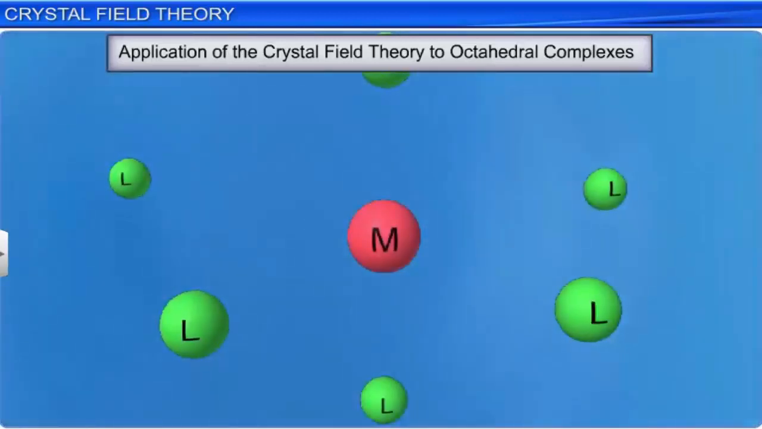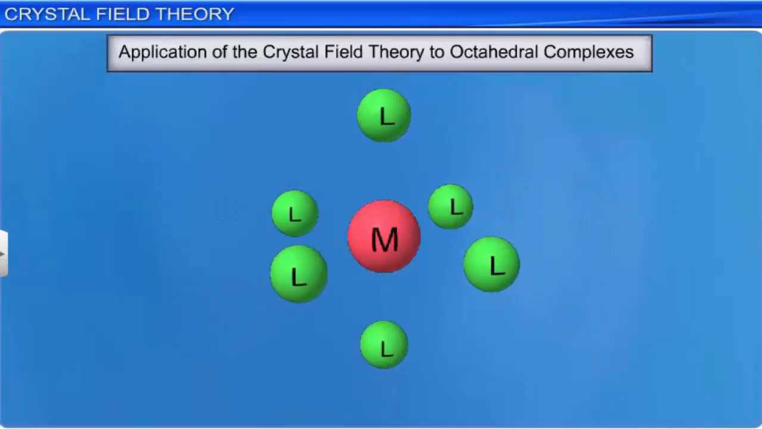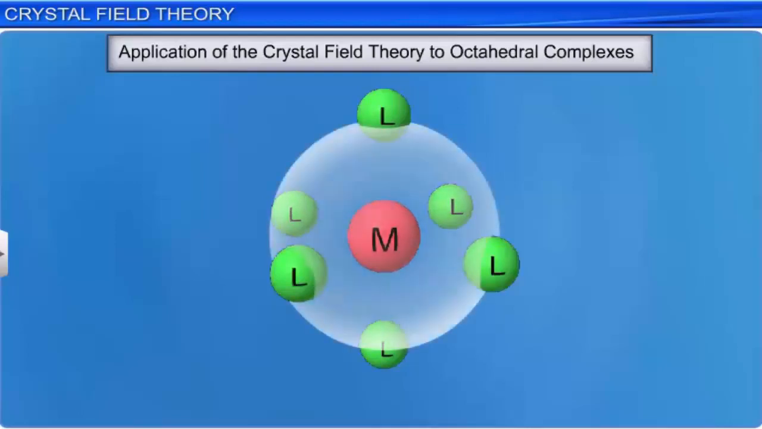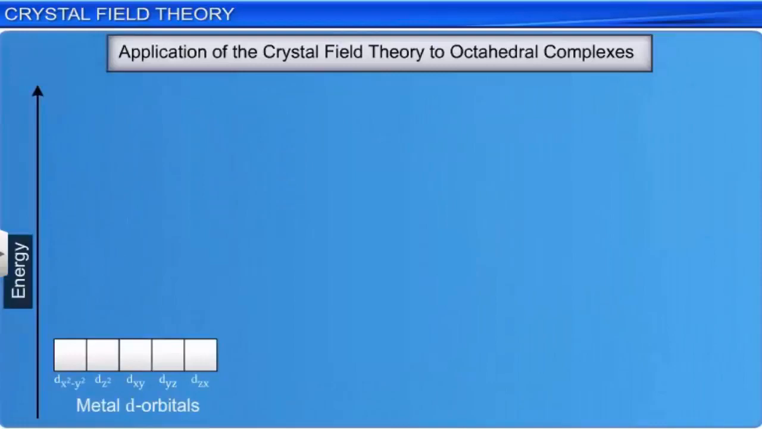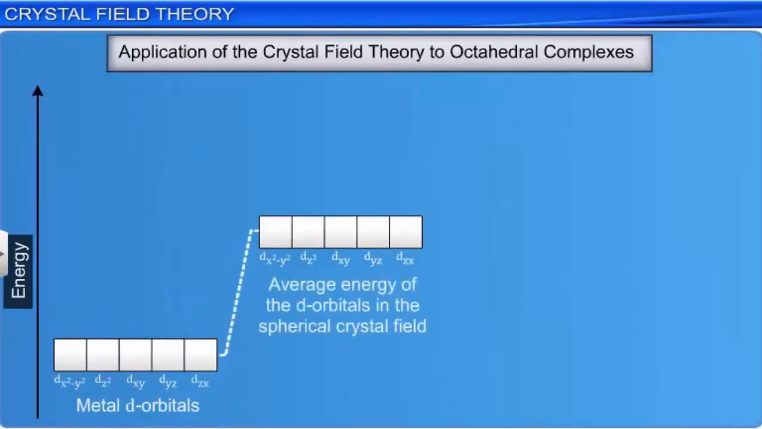The approach of the ligands towards the central metal ion is considered a 2-step process. In the first step, it is assumed that the ligands approach the metal ion spherically, that is, at the same distance from each d orbital. At this stage, the energy of all the d orbitals is raised by the same amount. That is, the 5 d orbitals still remain degenerate. The average value of the energy of the d orbitals at this stage is taken as 0, and this is called the barycenter.